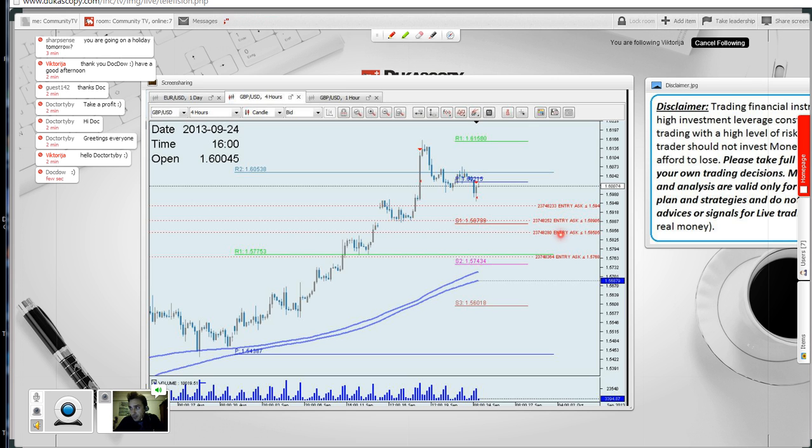Okay, for the moment I want to see if price will close under 1.60 today. Otherwise, I will have to cover some of my short positions.